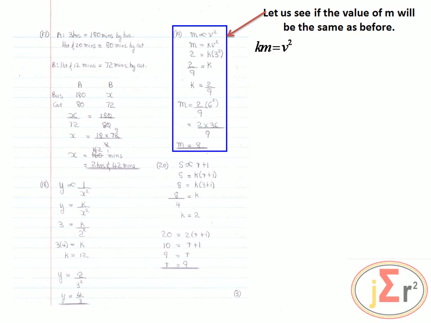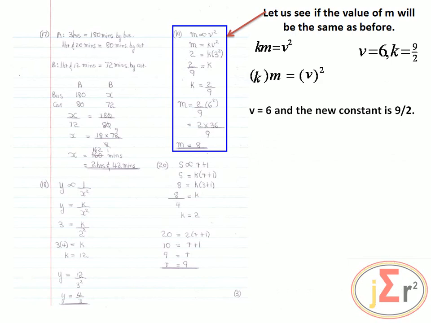So, take our template and we will substitute v is equal to 6 when k in this case is 9 over 2. So what do we see? 6 squared to be equal to 36 and 9 over 2. So there we have 6 squared is 36 and m being multiplied by 9 over 2.